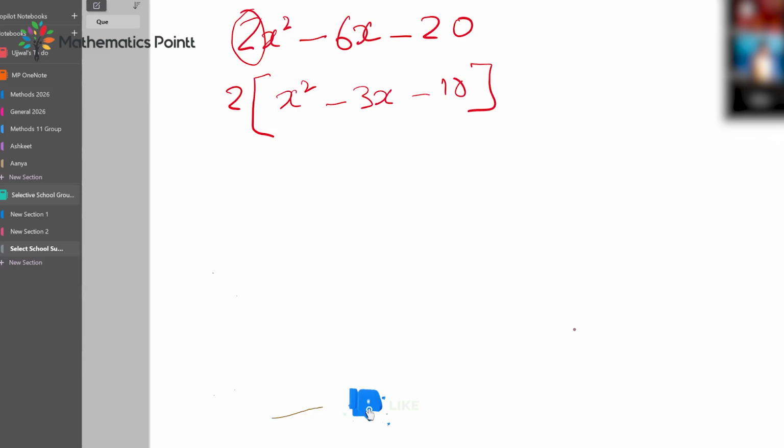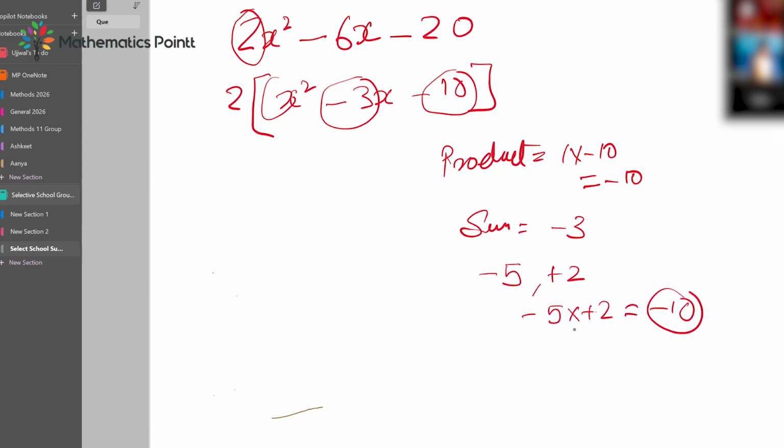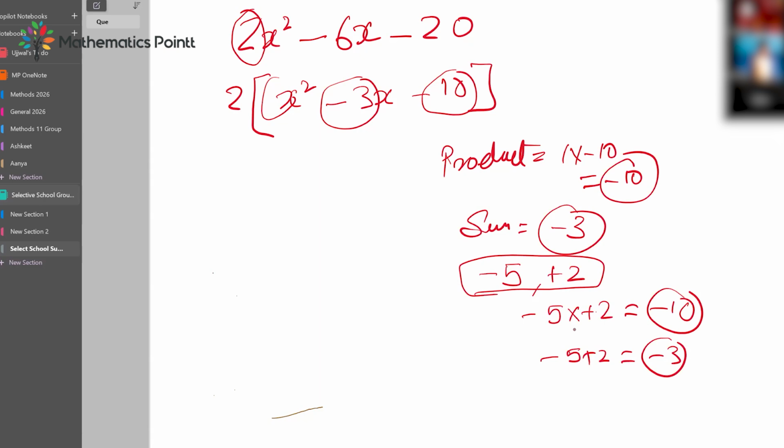Yes or no? What is now minus 10 and 1? So I need the product to be 1 times negative 10, a negative 10, and my sum to be a negative 3. So the pair is negative 5 and positive 2, because negative 5 times positive 2 makes it a negative 10, which I'm interested in. And negative 5 plus 2 makes it a negative 3, which I'm interested in. So that's the pair. Negative 5 and positive 2.